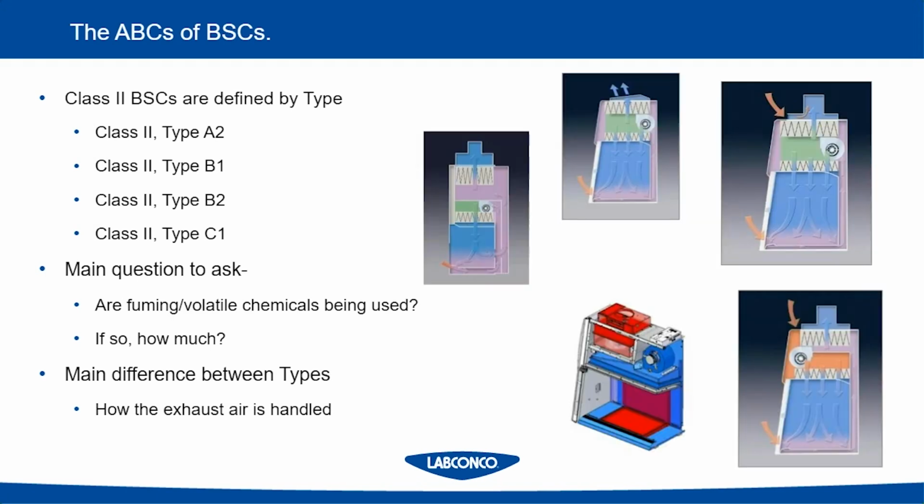We're going to talk about some different diagrams of each of these cabinets, and you're going to see these diagrams now on your right. I'm going to walk you through each of these, but the one main thing I want you to notice just in looking at these images right now is that they're all very different in how the exhaust is handled. That's what I'm referring to when we talk about the differences in the A's, the B's, and the C's. It's really about how that exhaust air is handled should you be using any type of volatile chemical.